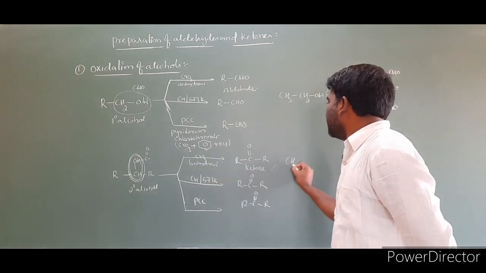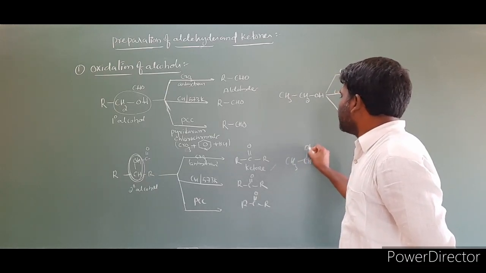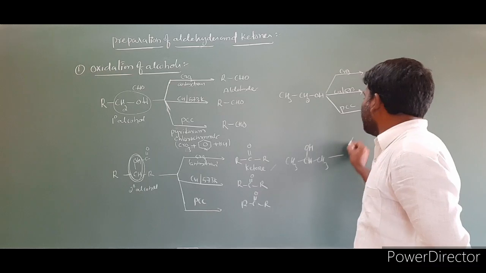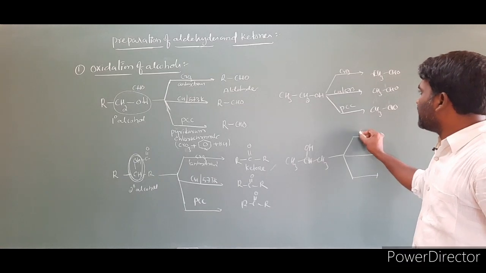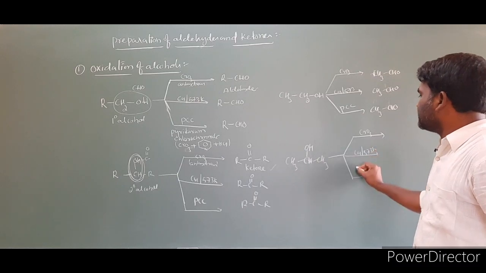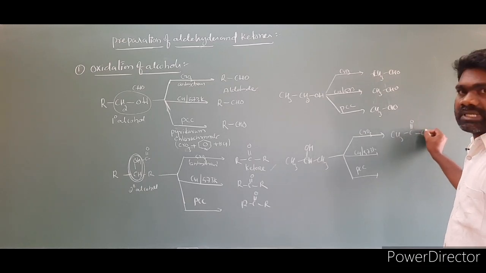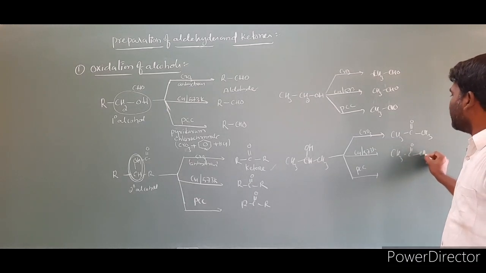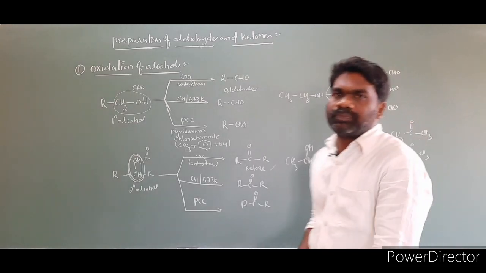I'm taking another example here: CH3CHOHCH3. There are three possible conditions, and you can use any reagent. What is the product you can expect? Taking anhydrous CrO3, copper at 573 Kelvin, and PCC, the product is CH3 C double bond O CH3. Here also the product is the same, CH3COCH3, and here also. So this is oxidation of alcohol.